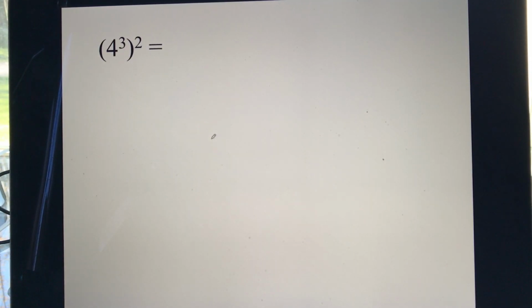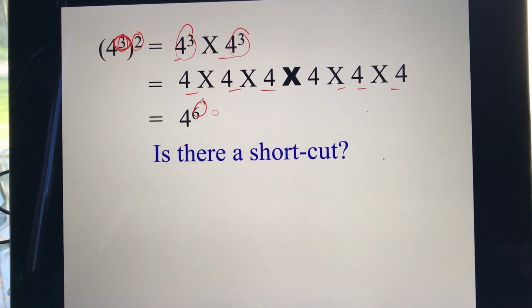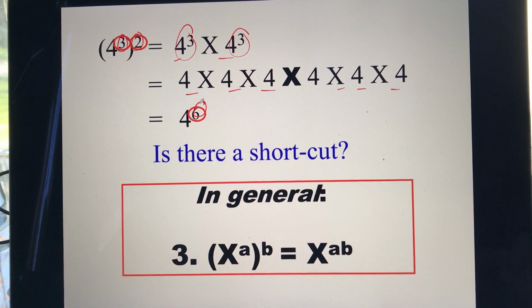The third one, power of powers. This is 4 to the 3, squared. So that's 4 to the 3 times 4 to the 3. If I write it out, there's 3 4's there and 3 4's there, 1, 2, 3, 1, 2, 3. How many do I end up with? 6. And what do I do with 3 and 2 to get 6? This is the third exponent law, power of powers. Again, these are all reviews, so I'm going a little quick, but we've seen these before.